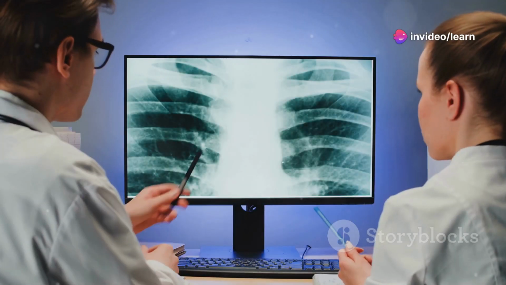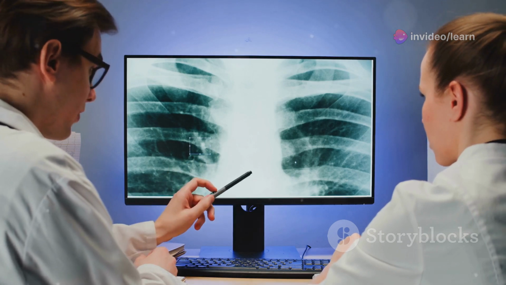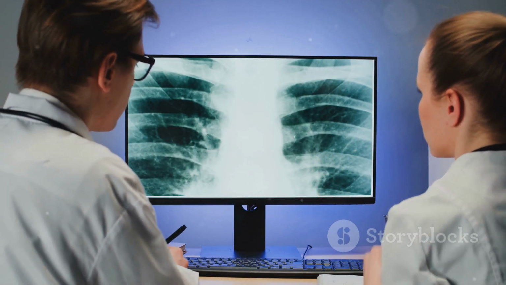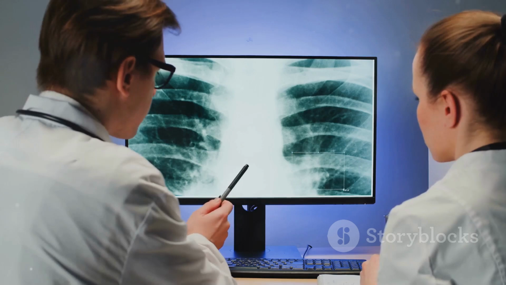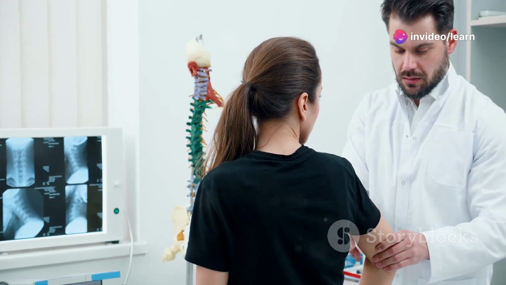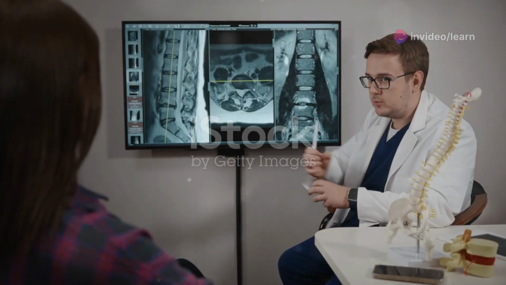To confirm the diagnosis and determine the severity of the curvature, an X-ray of the spine is usually required. The X-ray image allows the doctor to measure the angle of the spinal curve, known as the Cobb angle. This measurement helps determine the appropriate treatment plan, which varies depending on the severity of the scoliosis.